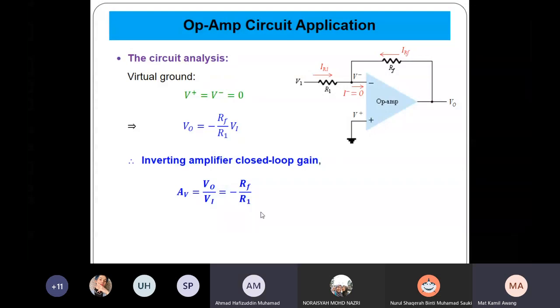Clear so far? Ya, yang tadi yang saya kata kalau nak tinggikan dia punya input, naikkan RF ke turunkan? You play around with this. This is the gain, RF over R1, for the inverting amplifier. Okay, faham. Okay, sir. Anybody who has other questions? No, sir. Clear? Okay.